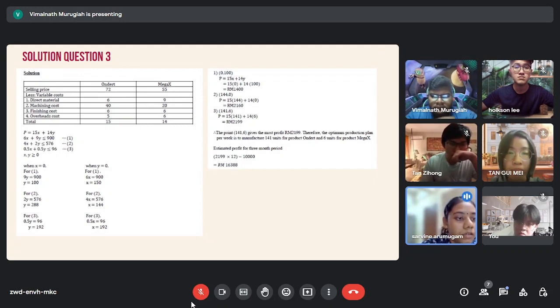So the P is for the selling price. So 15x plus 14y, then 6x plus 9y less than 900 will be the constraint for number 1. 4x plus 2y less than 576 will be number 2.